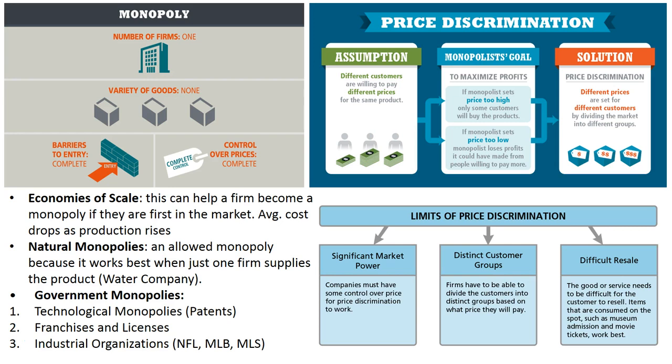Now, to be able to practice this, and it's not just monopolies who can do it, you'll see this in the other two that we're going to talk about, but to do it you have to have significant market power, you have to have some control over price, you have to be able to divide people into distinct groups, and the products are usually things that you can't really resell.